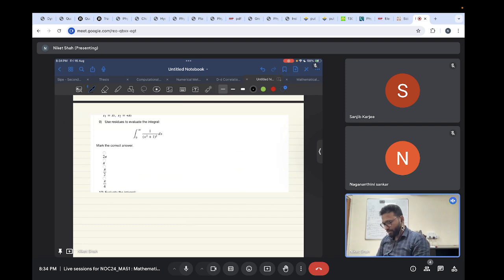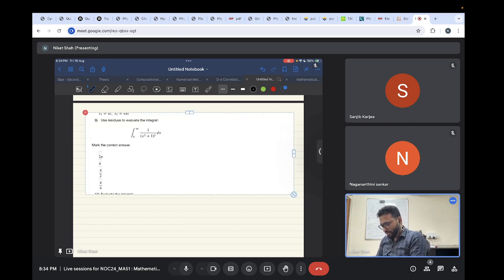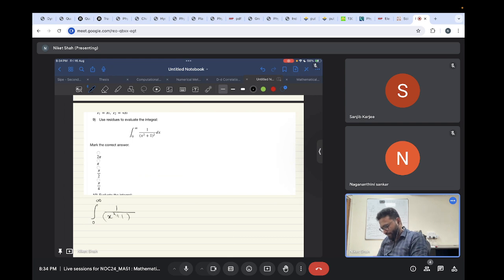So here, next question is use residues to evaluate this integral. The integral is 0 to infinity 1 divided by x square plus 1 the whole square dx. This is your integral, and you have to use the residue theorem to evaluate this. So how do we go about doing this? This integral is from 0 to infinity.